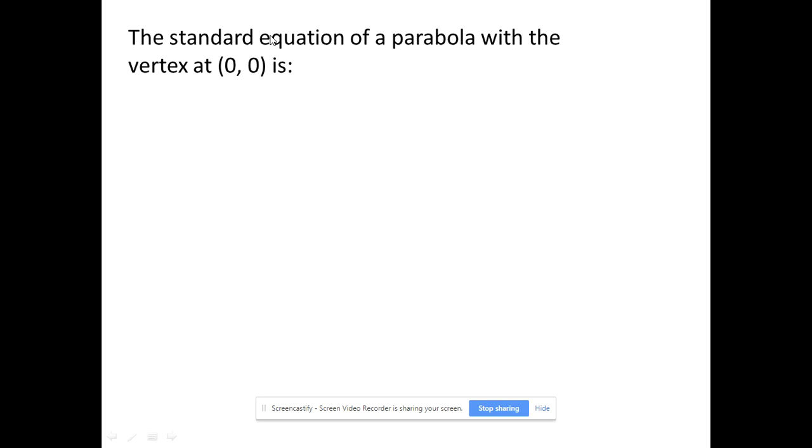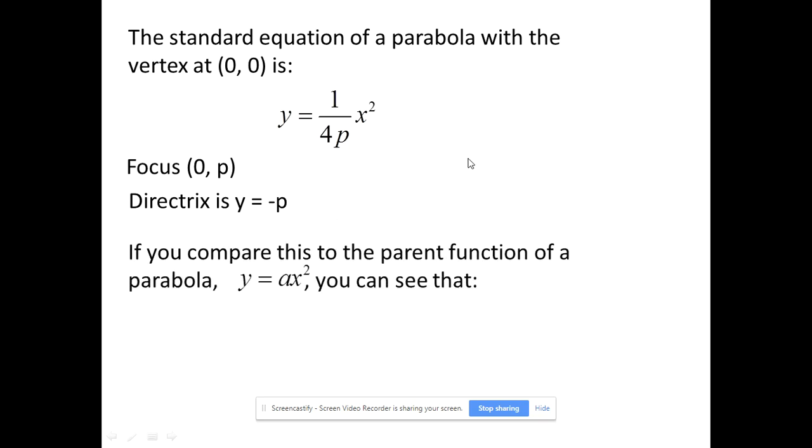So let's talk about the standard equation of a parabola with a vertex, first of all, at 0, 0. So it would be y equals 1 over 4p times x squared. And remember that p is the distance from the vertex to the focus and from the vertex to the directrix. So the focus will be at 0, p. That's going to be a y value. And the directrix is y equals negative p, because remember, if this opens up, then the directrix has to be below the parabola.